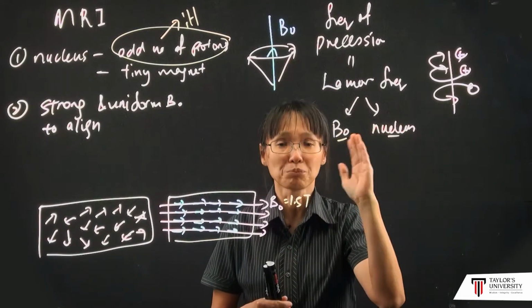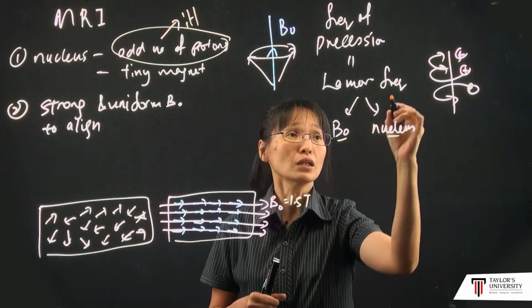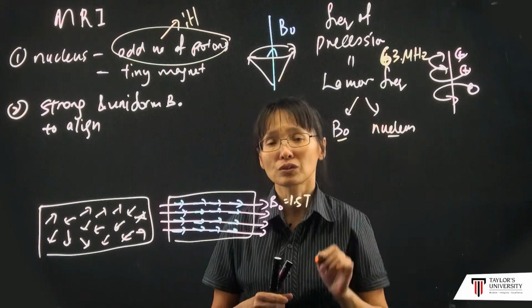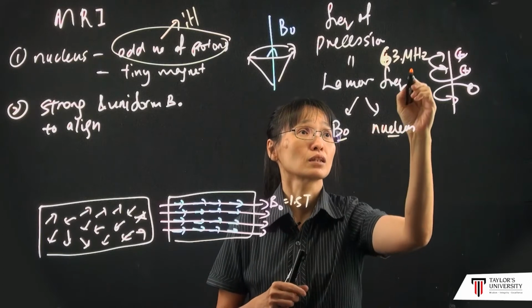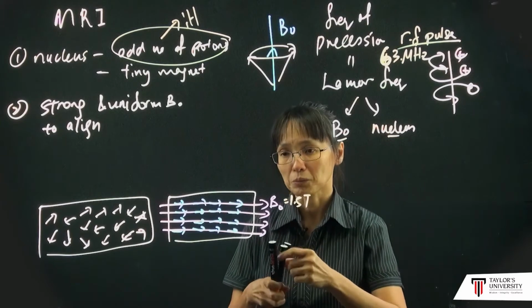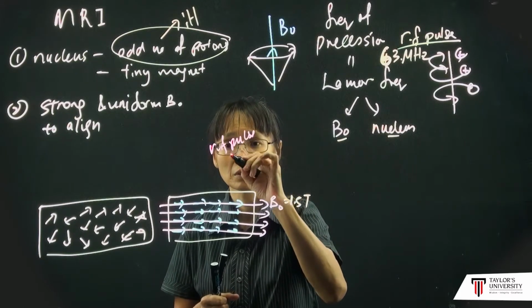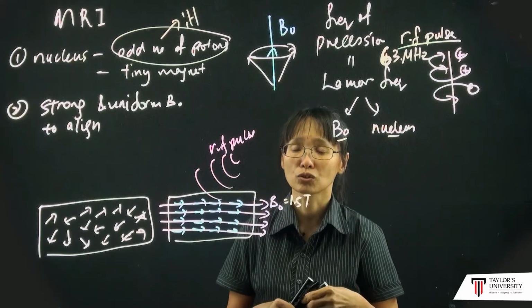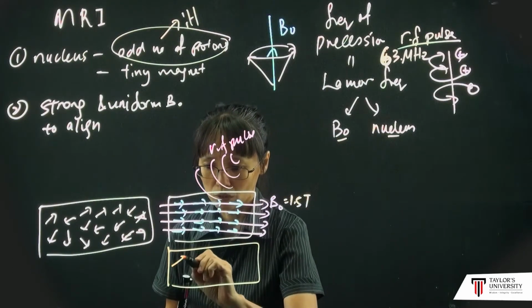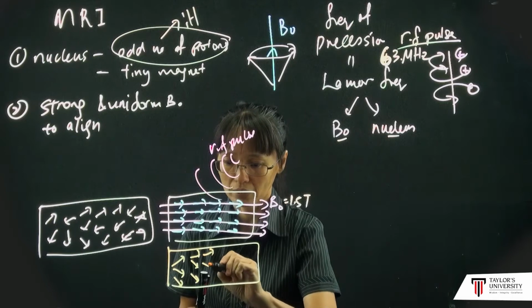So align them, precess at the Larmor frequency. If you apply 1.5 Tesla, the Larmor frequency is about 63 megahertz. So 63 megahertz is actually in the RF region. Okay, so what we do is we impose an RF pulse into the body, to disturb the equilibrium. And all these tiny magnets will start to precess with maximum amplitude about the axis.